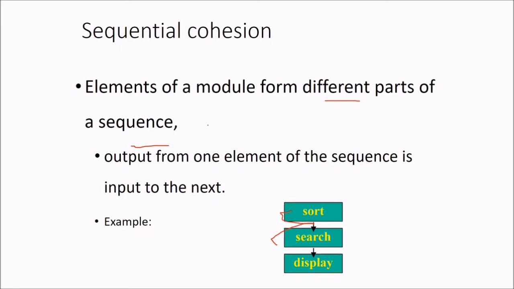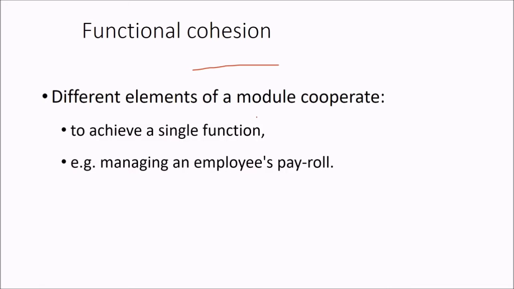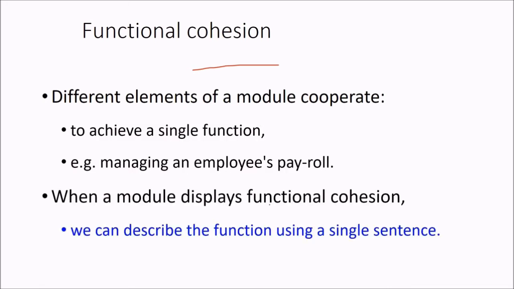And functional cohesion: the different elements of a module cooperate to achieve a single function, for example managing an employee's payroll. When a module displays functional cohesion, we can describe its function using a single sentence. And how do we determine this cohesiveness?